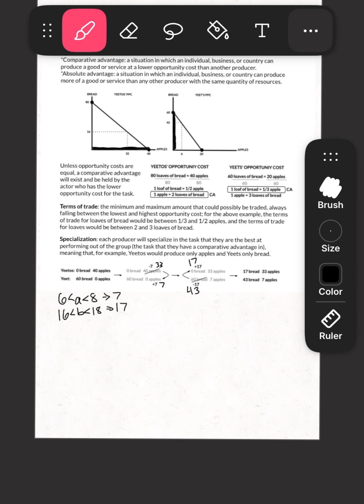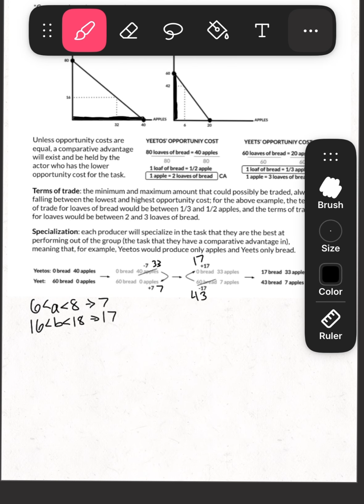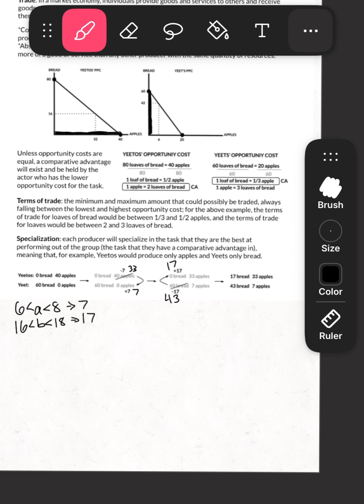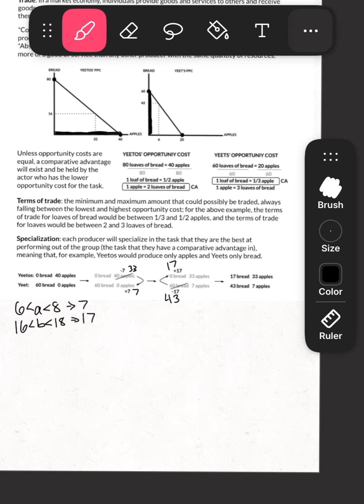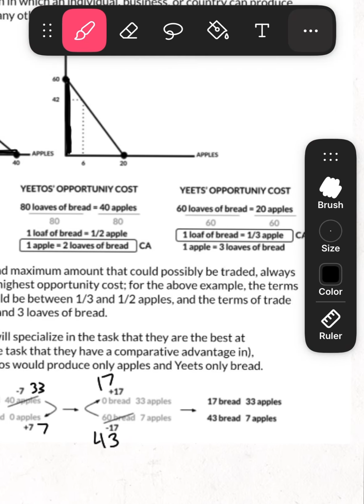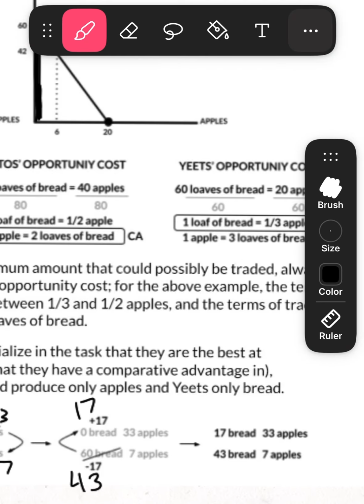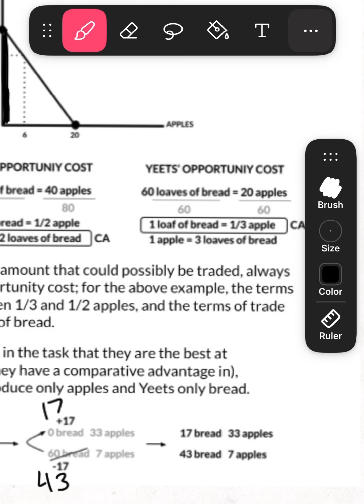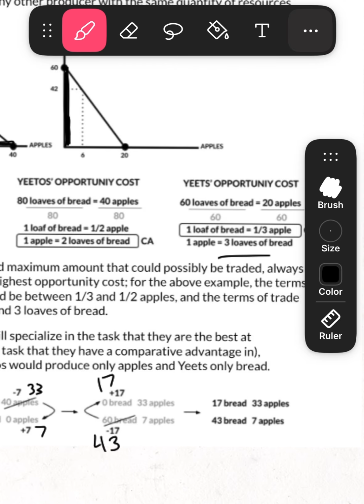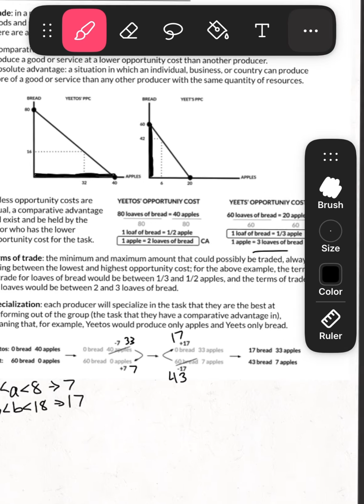And so we'll know if our trade is good if we check it with our terms of trade. The terms of trade are the minimum and maximum amounts that could possibly be traded, always falling between the lowest and highest opportunity cost. So for this example, if you look at apples, the terms of trade are going to fall between 2 loaves of bread and 3, the cost of 2 and 3, where loaves of bread are going to be between 1/3 and 1/2.